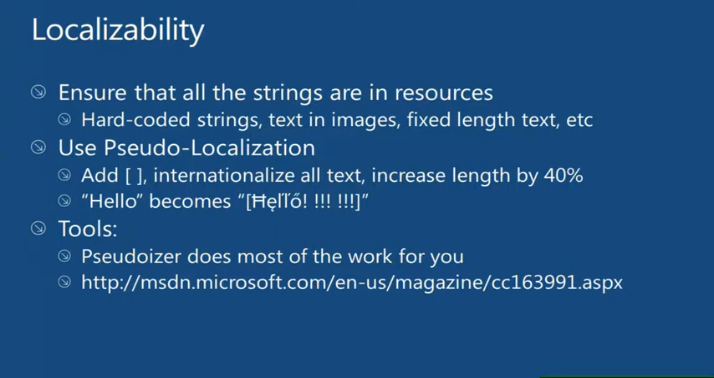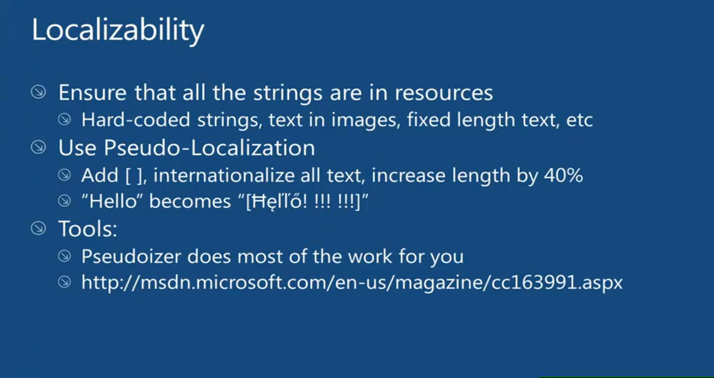The first thing is it adds a square bracket on either side of the string. By doing that, you know that if you can't see both sides of the square bracket, your string has been cut, and you need to go and fix that. It also internationalizes the text by putting the same letter but with accents or other marks. And then it increases the length by 40%, so that gives you the ability to see if you have enough room as you add different languages.